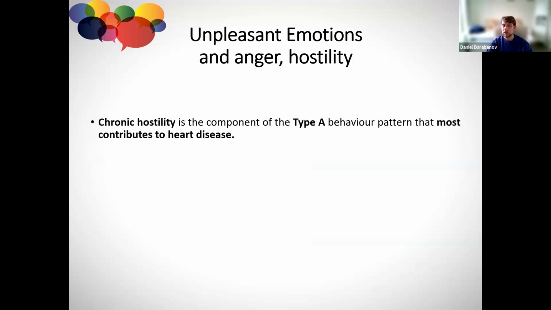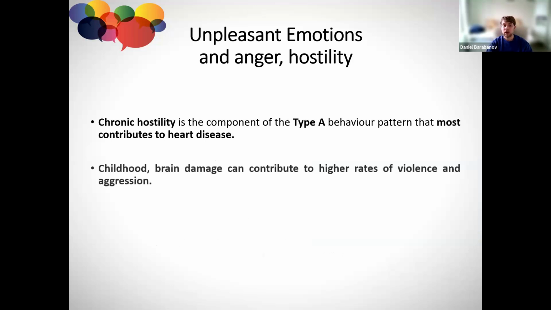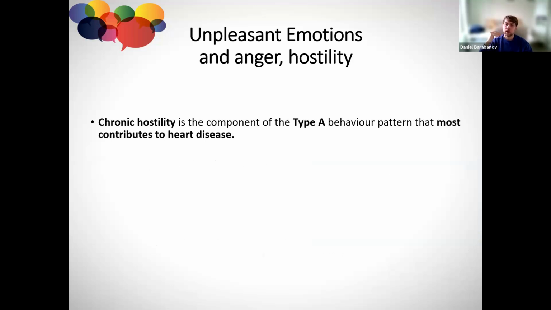So chronic hostility is a component of so-called type A behavior. Type A and type B behavior are two types of behavior. Type A is characterized by competing with everyone, showing hostility, and time urgency. So people with type A behavior compete with everyone, respond with a lot of aggression to any frustration, and are always trying to hurry up other people to work faster.